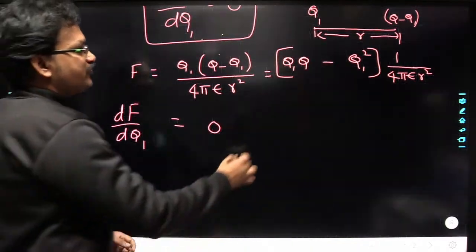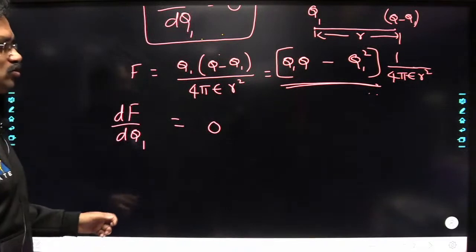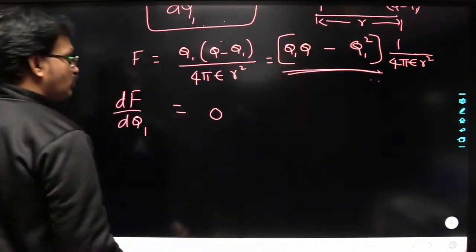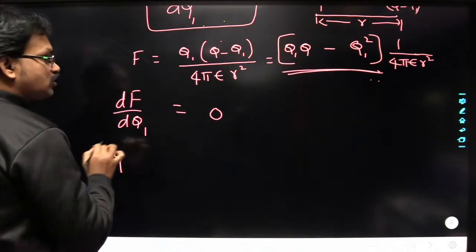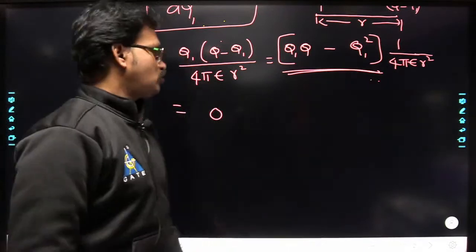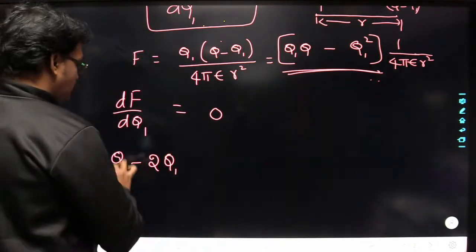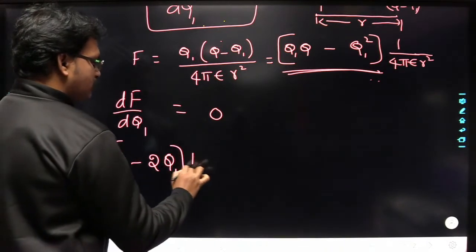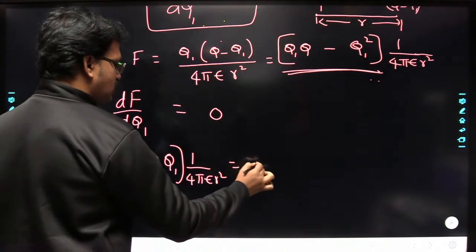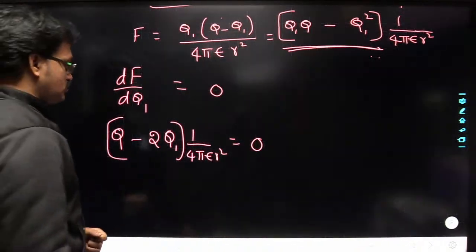Okay, so differentiate this function with respect to Q1. If you differentiate this term with respect to Q1, you are going to get Q. Next, differentiate this term with respect to Q1, you are going to get 2 times Q1, into 1 by 4 pi epsilon r square. This is equal to 0, right?